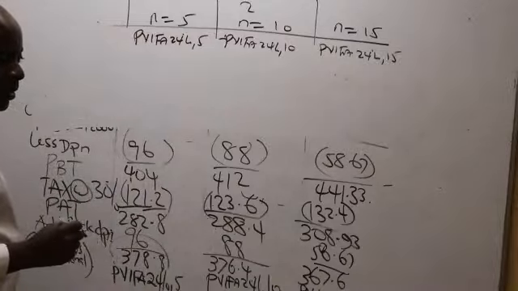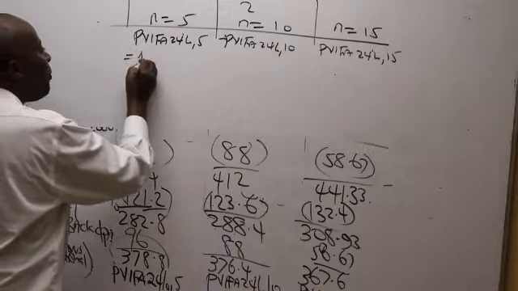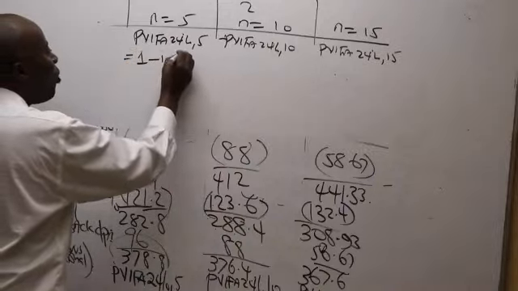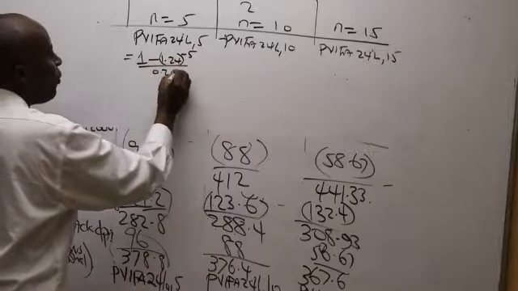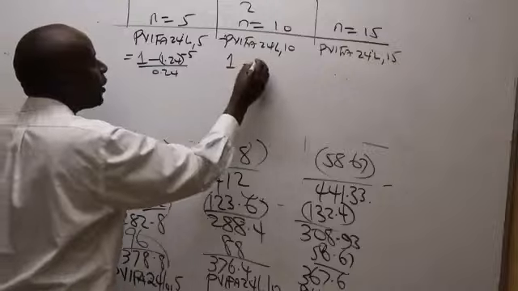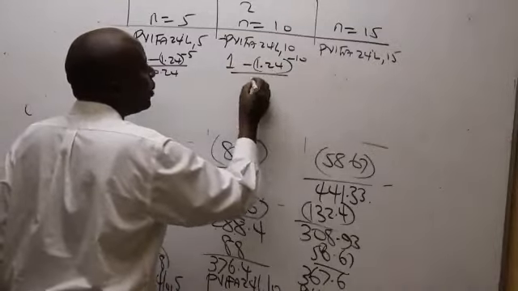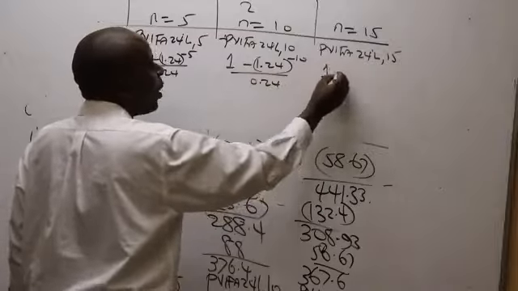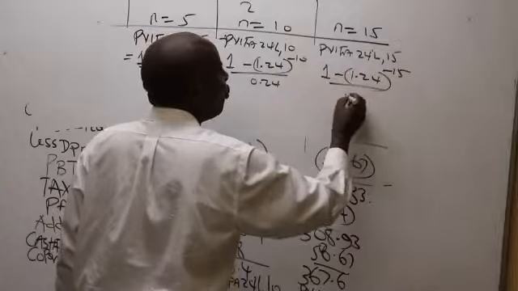All right. But if you wish, you can also use the formula. If you decide to use the formula, then this will be 1 minus 1.24 raised to minus 5, all over 0.24. This will be 1 minus 1.24 raised to negative 10 all over 0.24. This will be 1 minus 1.24 raised to negative 15 all over 0.24.